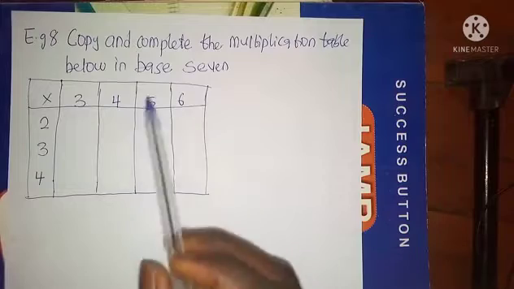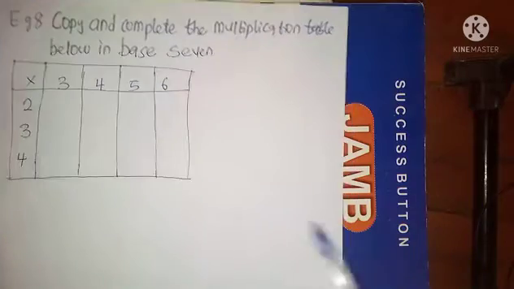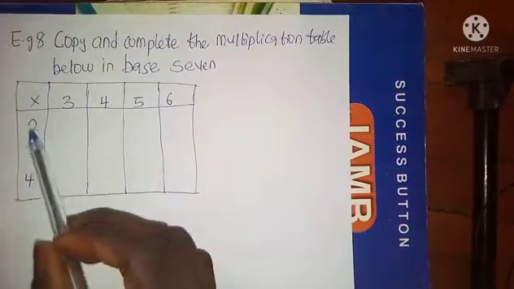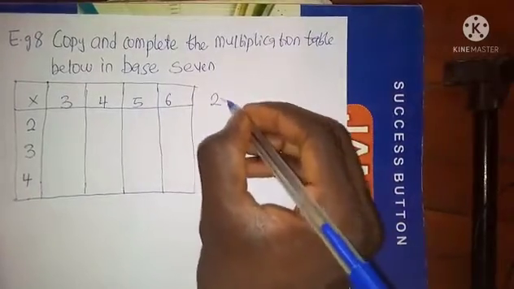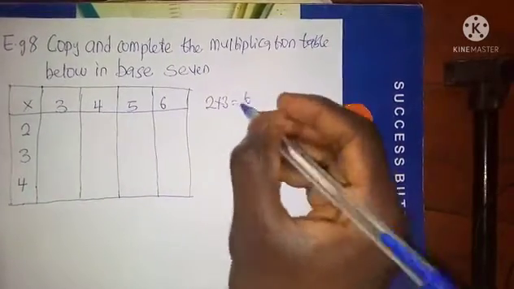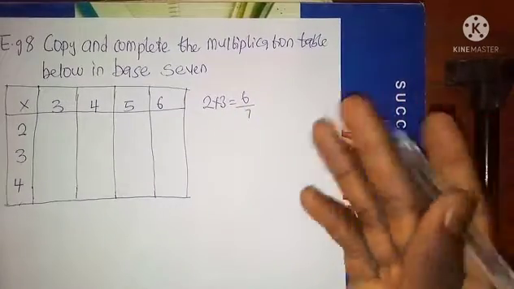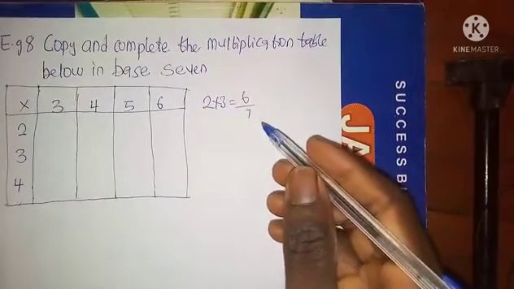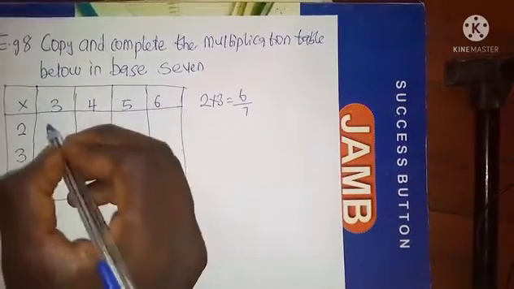Another example: copy and complete the multiplication table below in base 7. It's very simple, the same way we did the other time. So this is what you are going to do. This multiplied by this is 6 actually. So 2 multiplied by 3 is 6. So 6 divided by 7, 7 can't go in 6, so we are going to write 6.